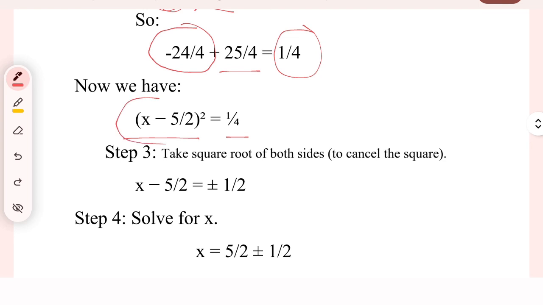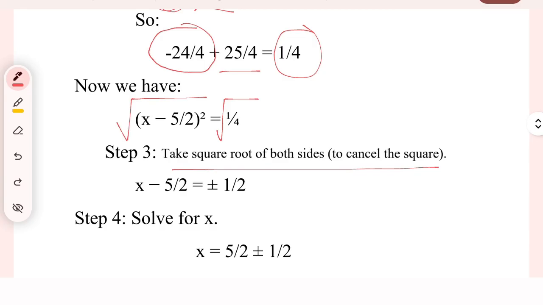Remember, this is our new equation now. But we need to solve for x, right? We need to solve for x. So what we will do is we will take the square root of both sides. All right? Because what happens here if we square it? We take the square root on both sides like that. So when we take the square root, it cancels the square. Right?